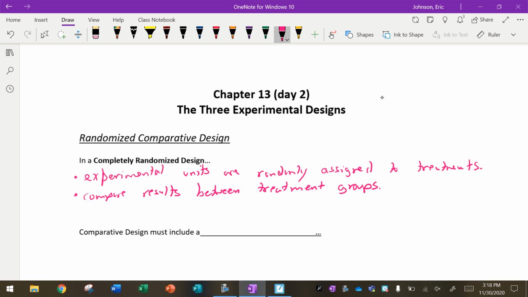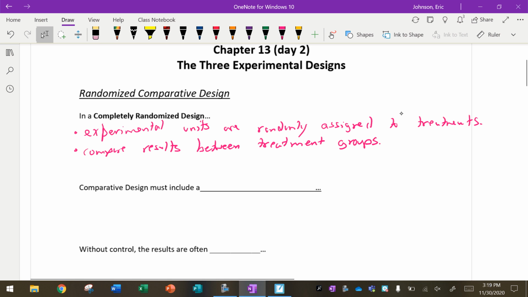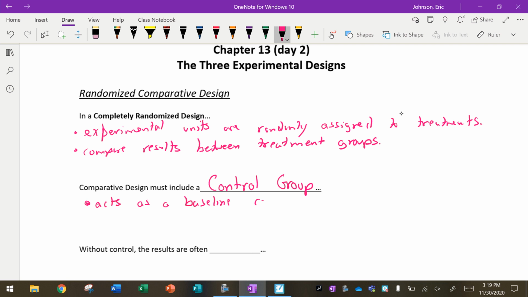Now, in the randomized comparative design, it is imperative that you include what we refer to as a control group. Okay? This could be a placebo group, or a group that receives nothing. It could be a group that receives a current product when comparing to a new product. What the control group does is act as a baseline comparison group.